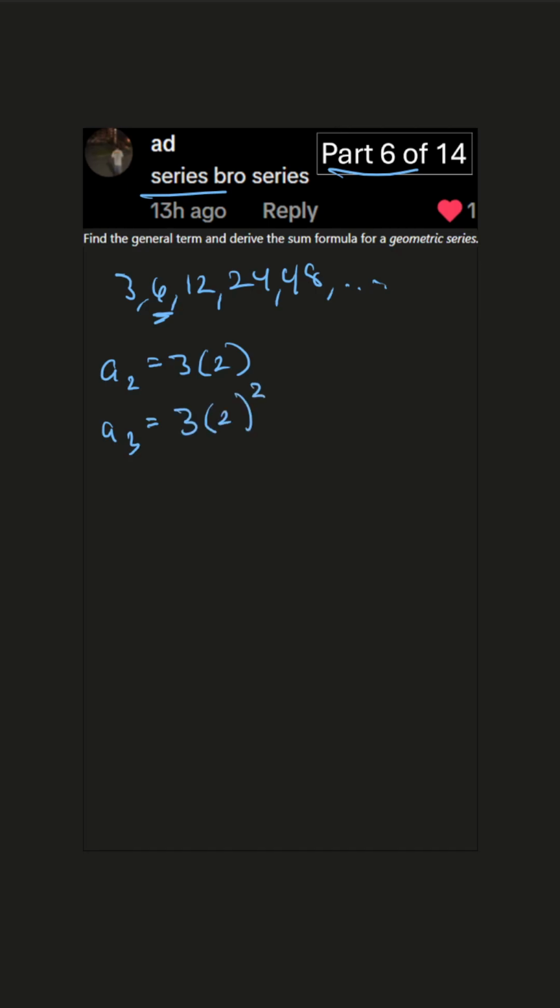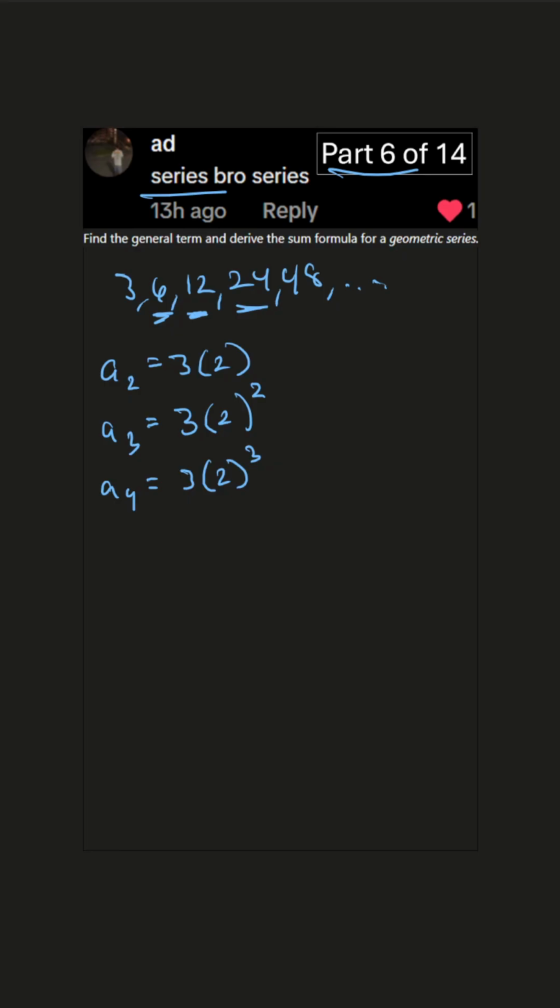So, let's say we have a sequence. 3, 6, 12, 24, 48, and so on. So each term is just the previous one times 2. So the second term, a sub 2 equals 3 times 2. That's 6, right? The third term, a sub 3 equals 3 times 2 squared. That's 12, right? 2 squared is 4 times 3 is 12. A sub 4 equals 3 times 2 cubed. That'll give you 24.